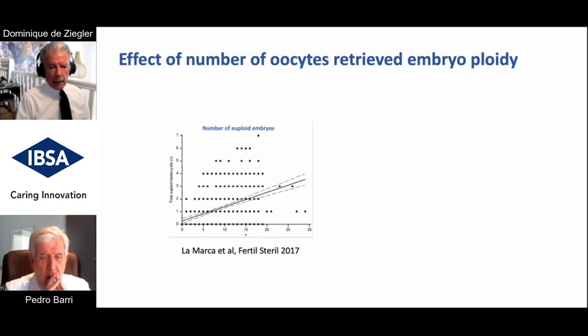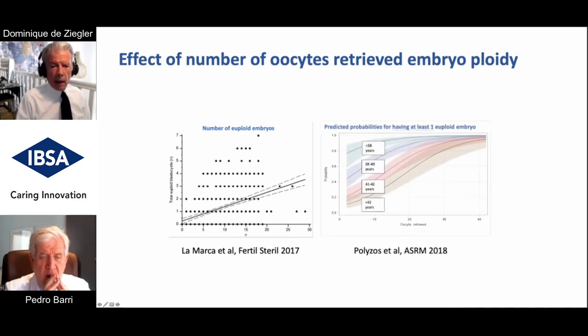Antonio La Marca in Modena, Italy, actually showed that with a larger number of oocytes, you in the end have a larger number of euploid embryos. And Nikos Polyzos also showed that with the different age groups, if in the end you have a larger number of oocytes retrieved, ultimately you have more euploid embryos.